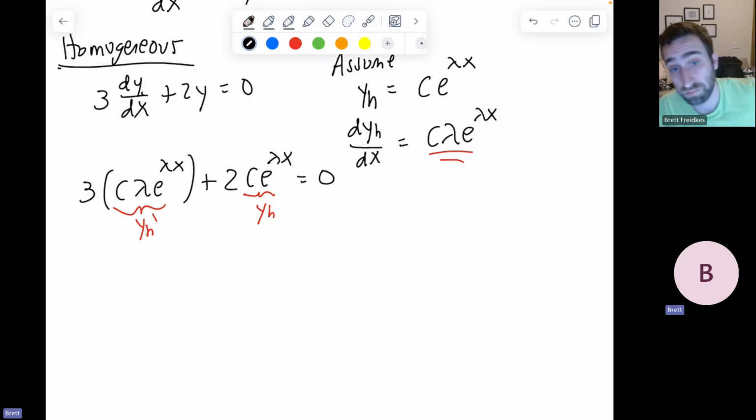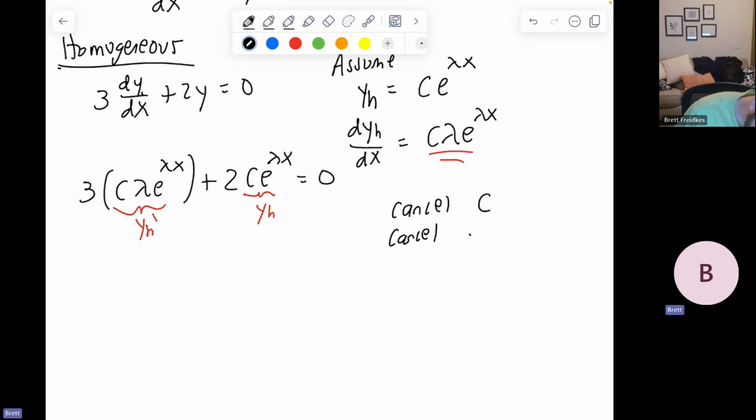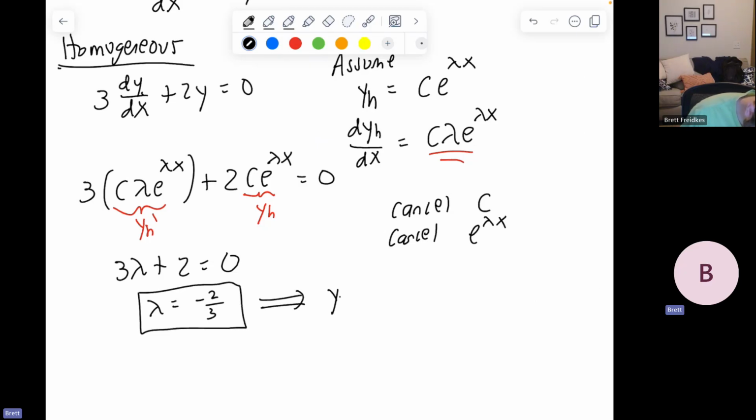We can divide by the constant, because the constant won't be equal to 0. That would mean there's no motion, and that's kind of useless. It's a trivial solution. So we can cancel the c's, and we can cancel the exponentials, because those are never equal to 0. That will just give us 3 lambda plus 2 is equal to 0. That tells us that lambda is equal to negative 2 over 3. So what that means is that your homogeneous solution is c e to the negative 2/3 x.